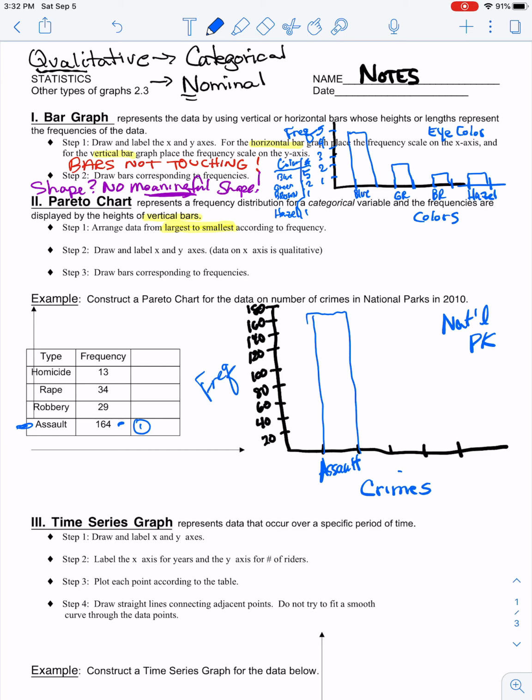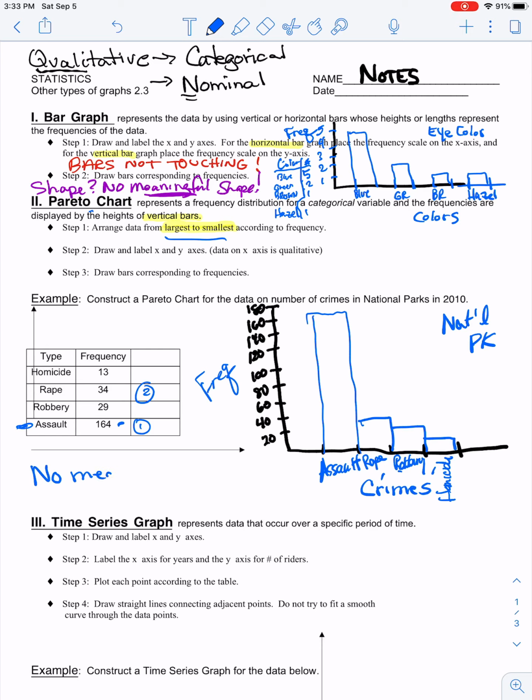Next would be the 34, so we just estimate 34. The next is 29, and the next is 13. Again, we would write the name of the crime underneath. I'm kind of tight on space here. Maybe I should have turned it and written it like this, but I think you get the idea. It has to be large to small. That's the feature of Pareto. And again, if I say shape, does it have a shape? Well, it is a right tail, but it is definitely a who cares again, because every one of them is going to be this way.